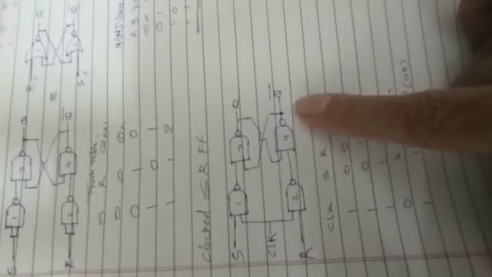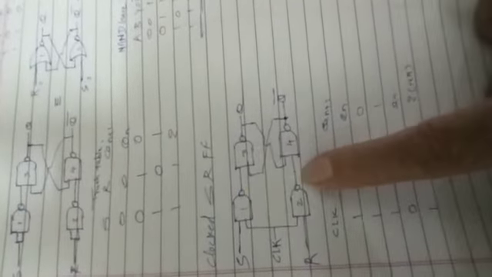So in this case, if clock input is 1, then only these two will act as an inverter. If clock input is 0, here 1 1 will be available, and the state of this flip-flop will not change. So if clock is 1, that time these SR inputs are responsible for changing the state of the flip-flop. So here basically this is a level triggered flip-flop.